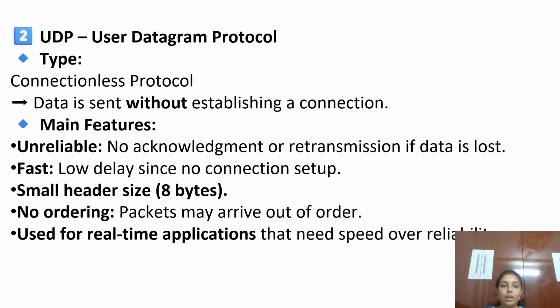Next, the main features: unreliable, fast, small header size, no ordering, used for real-time applications. These are the main features. The main feature of UDP is that it is fast, because there is no connection. It is unreliable, whereas TCP is reliable, because there is no retransmission if data is lost, and no ordering. In TCP the data is in an ordered way, but here there is no ordering.